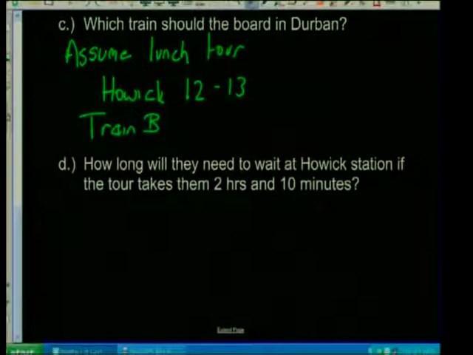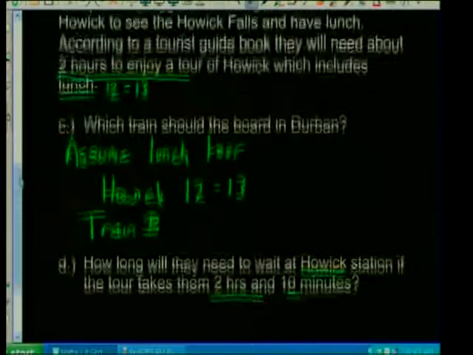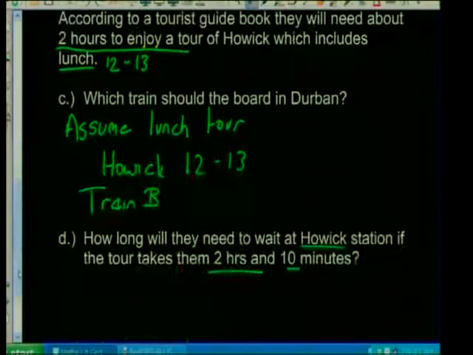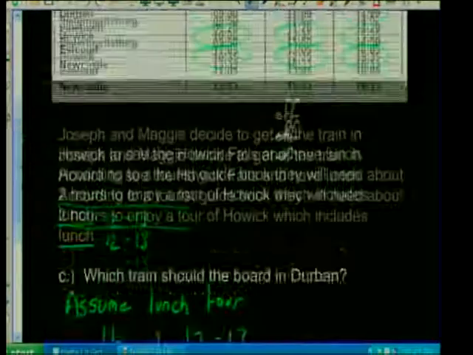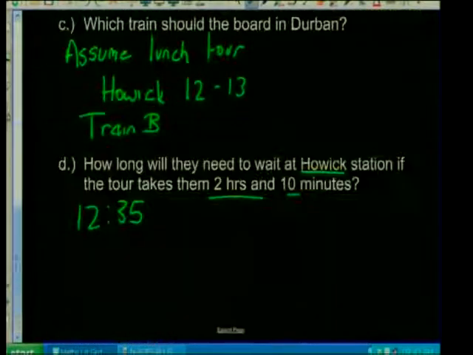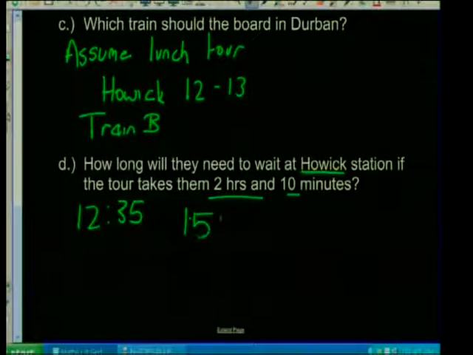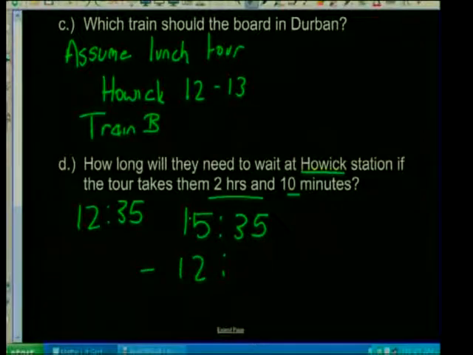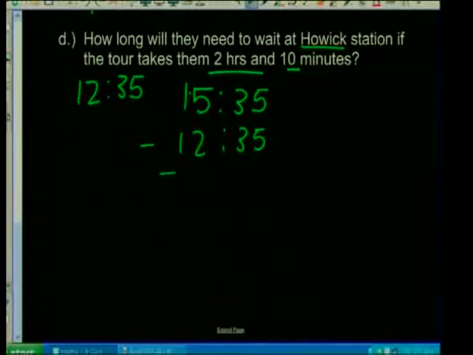How long will they need to wait in Howick Station if the tour takes 2 hours and 10 minutes? So, we need to ensure that they have taken train B. Now we've assumed they took train B and they got there at 12:35. What time is the next train out? Well, the next train out is at 15:35. So we're going to be taking train C at 15:35. So how long are they actually in Howick? Let's minus this 12:35. They are there for 3 hours.